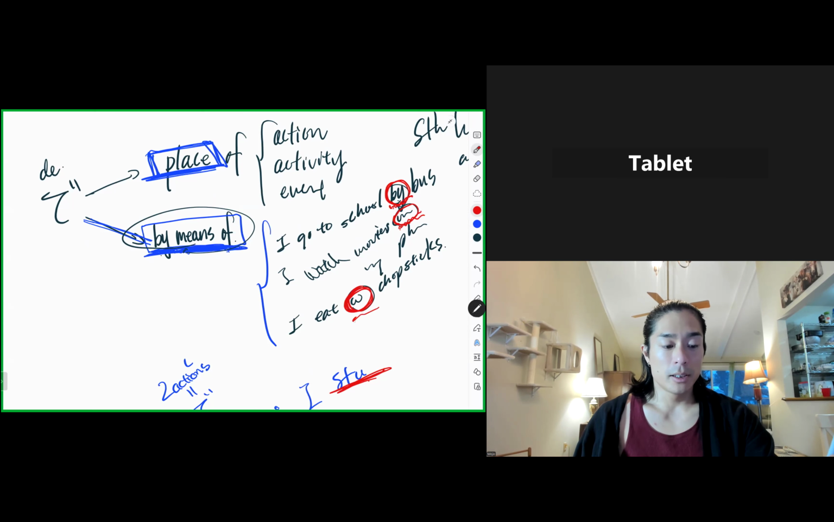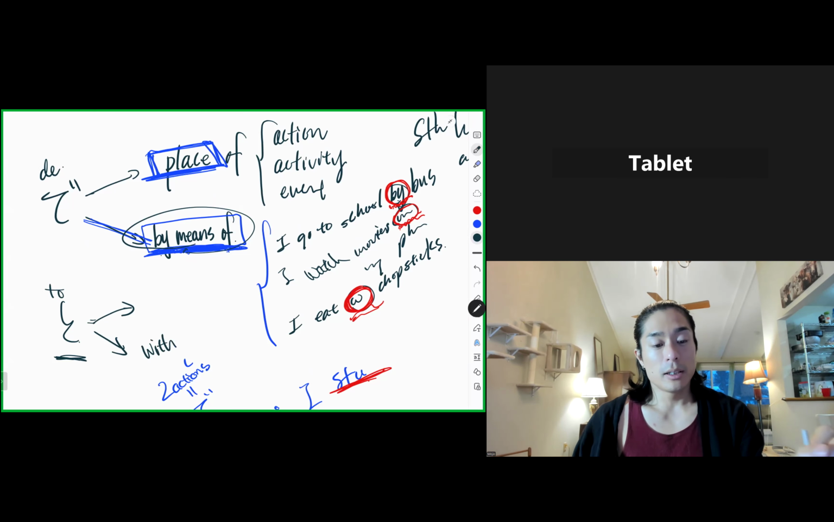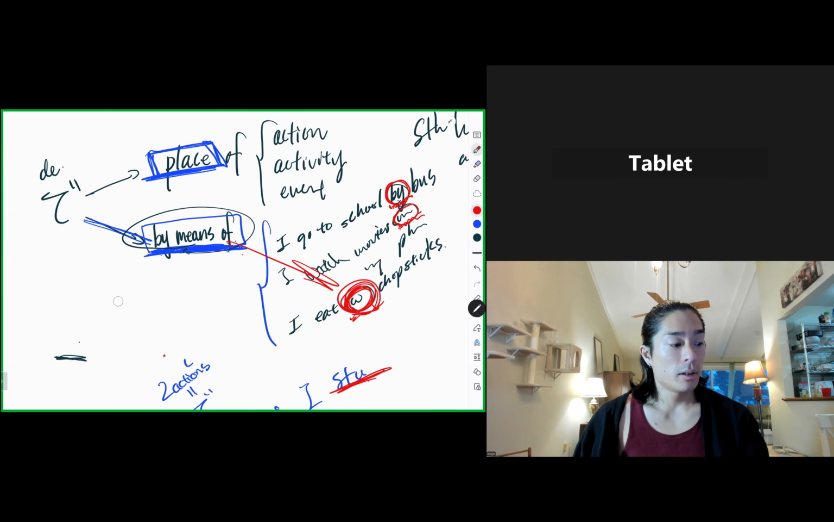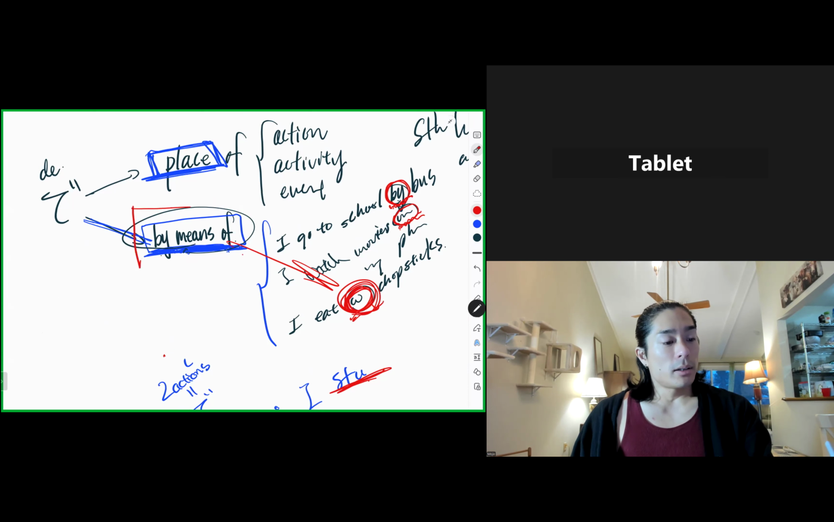By, on, with, and we do talk about the particle to later, but to, one of the functions is with. So that's why if you memorize as is in English, then you'll definitely get confused with other particles. That's why I don't want you to do that. I just want you to simply memorize there as by means of. Okay?